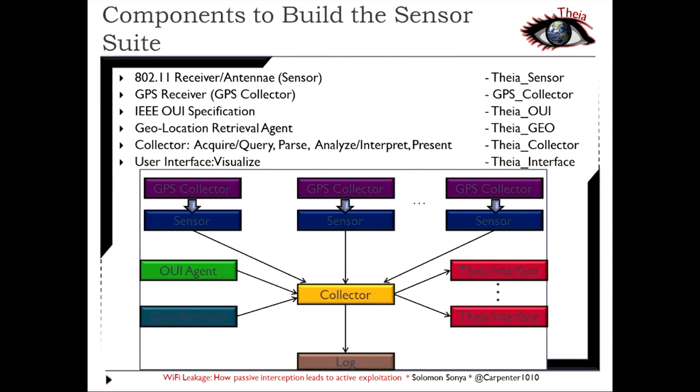Okay, then the next, I use bad colors. How do you do blue and black? Sorry, geo. Okay, so that's our geo retrieval.